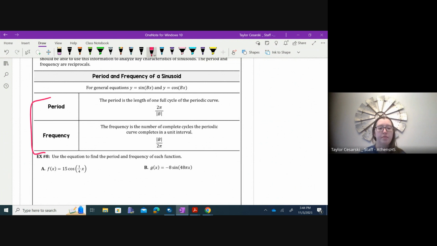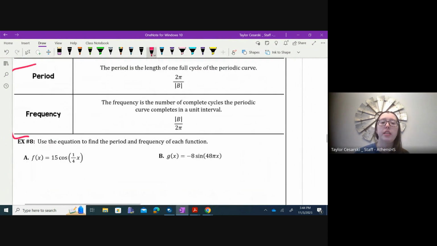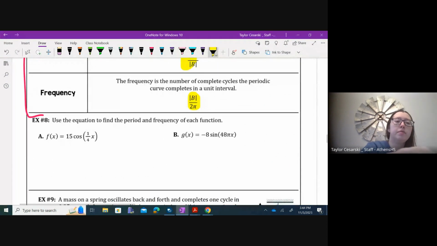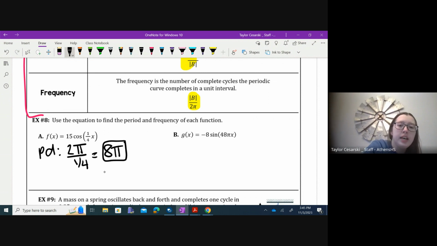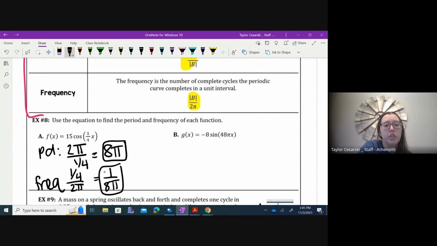So it might be like how many cycles it completes in 1 minute or 1 second, depending on how the problem is defined. Okay, so let's go ahead and find the period and frequency, and notice that these are reciprocals of each other. So if I tell you the period, you should be able to pretty easily find the frequency and vice versa. So on this one, the period is 2 pi over b, which, 2 pi divided by 1/4 is the same as 2 pi times 4, which is 8 pi. And then the frequency would be the reciprocal of that, or 1/4 divided by 2 pi, and that gives me 1 over 8 pi. Or you could just find this and flip it.